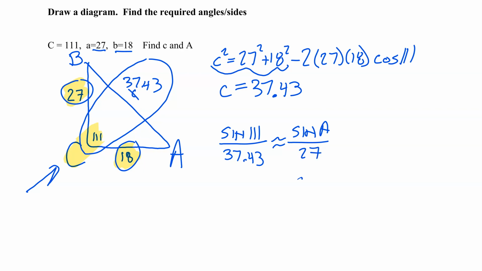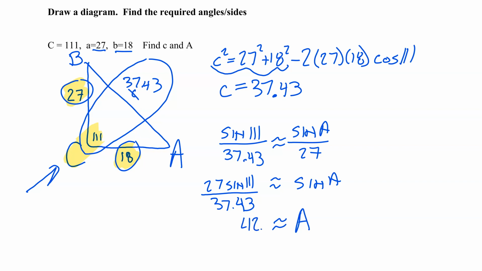Okay, if I solve for sine of A, sine of A is approximately equal to 27 times the sine of 111 all over 37.43. We do the inverse sine on our calculator, making sure we have degrees, and we will say A is about equal to 42.3 degrees, and we've got the two pieces.